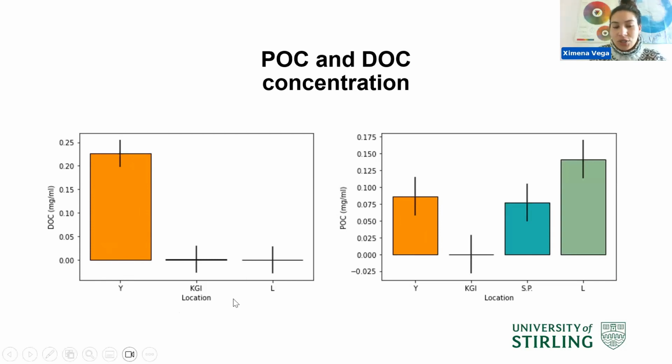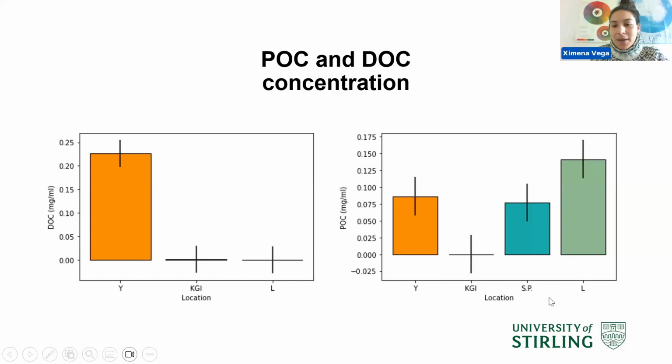And King George Island, which is this small island in the Shetland Islands in Antarctica, showed on average the lowest concentration of DOC and POC. And Lurefjorden, which is the fjord that I visited with the people from the University of Bergen, showed the highest values of POC, whereas for DOC, the values were the lowest. And for Southern Patagonia, we didn't have the chance to get samples for DOC, but the amount of POC was very high versus King George Island.